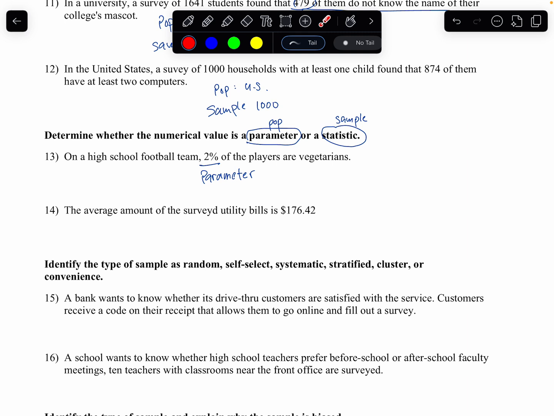And then the average amount of the surveyed utility bills. Notice here it says surveyed utility bills, so we don't have all the utility bills, which means that this right here has to be a statistic. It's a numerical descriptor of the sample. So a numerical descriptor of a sample is a statistic. A numerical descriptor of the population is a parameter.